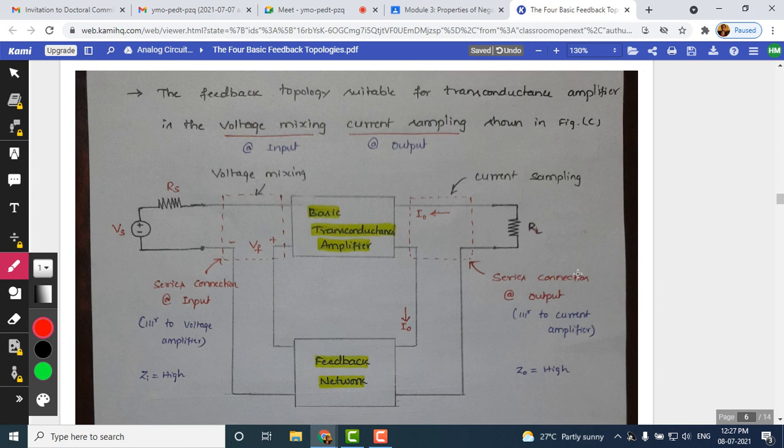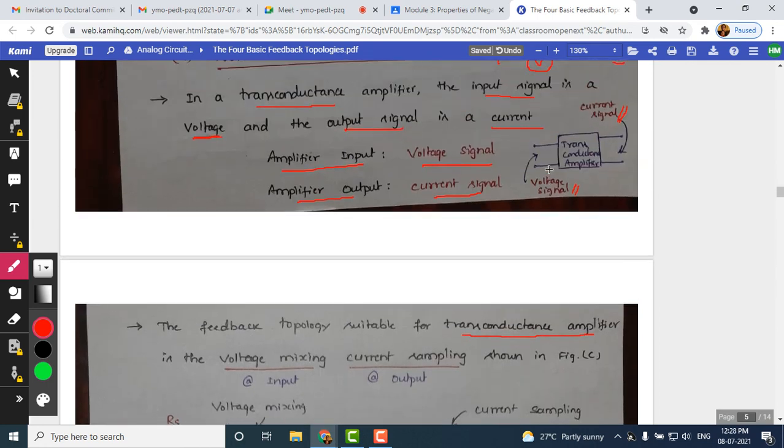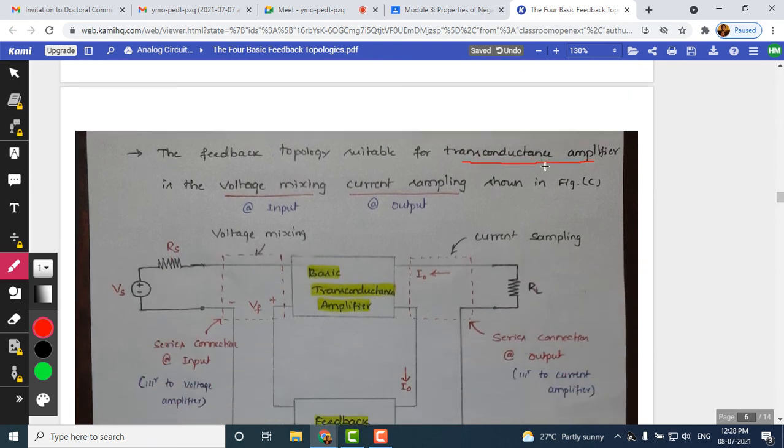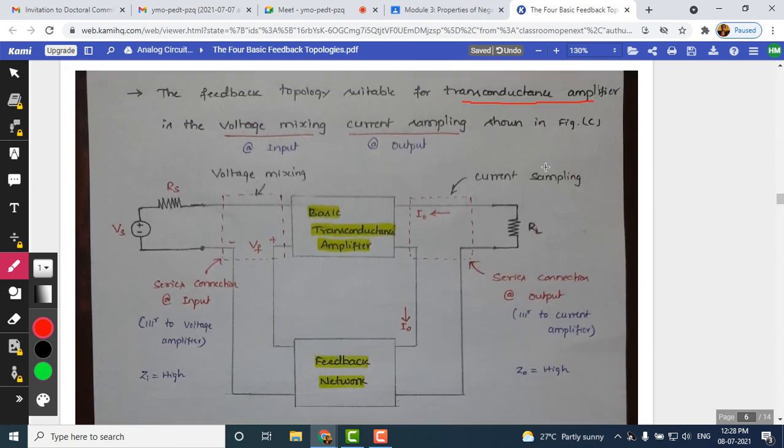Okay, now let us see the overall block diagram for the feedback topology that is suitable for the transconductance amplifier. Just now we have seen what its input signal expectation is and what type of amplified signal we get at the output. In this case the output expectation is the current signal and the input signal applied is the voltage signal. Now let us see the type of feedback topology suitable for this. As the output is the current signal, we need to do current sampling.